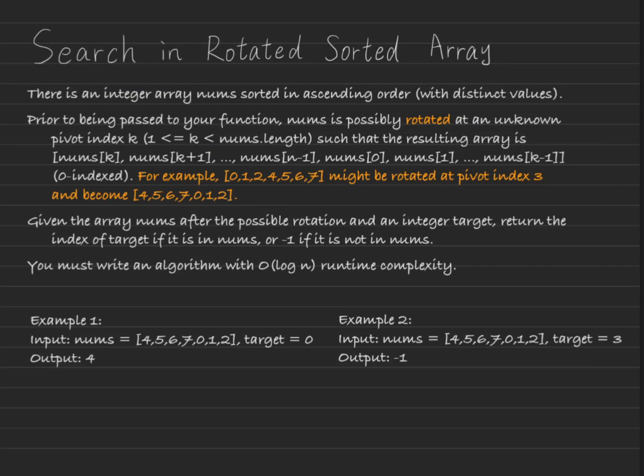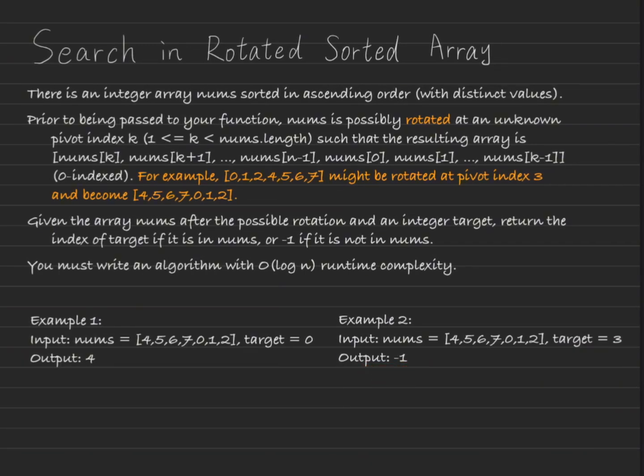For example, if nums is 4, 5, 6, 7, 0, 1, 2, and the target is 0, then we would output 4 because 0 is found at index 4 of the array. Let's look at a second example. Nums is 4, 5, 6, 7, 0, 1, 2 as before, and target is 3. 3 is not in the array, so the output is -1.